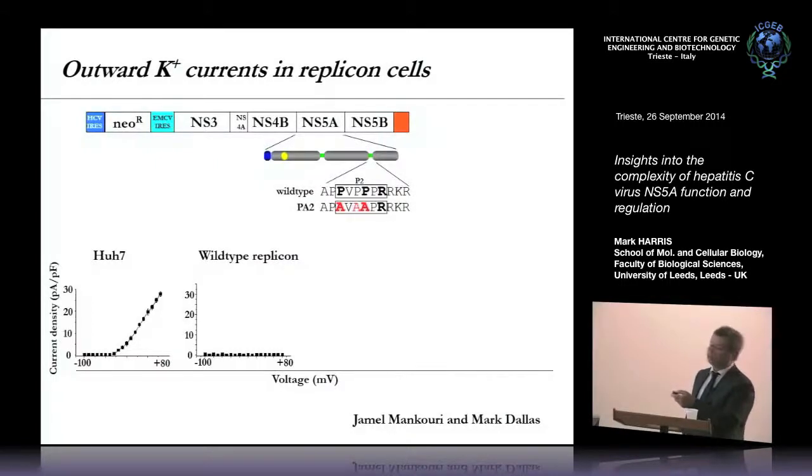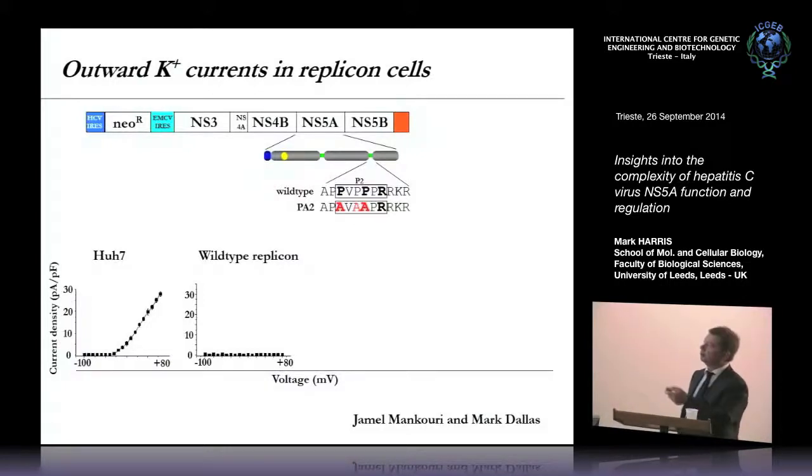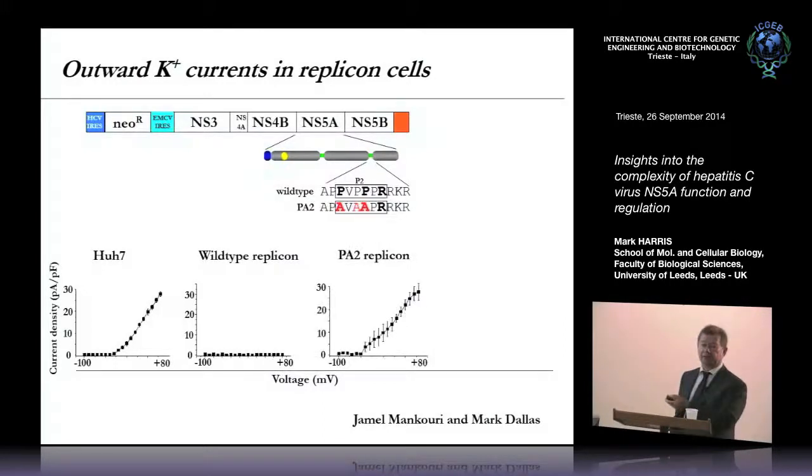And we also had, for these replicon cells, a proline mutant, because remember, the proline motif is not required for replication, so he could make a proline mutant replicon cell, which was stably harboring that replicon. And when he looked in these replicons, lo and behold, that channel was restored. So it was something to do with this proline motif that was blocking this potassium channel in the cells.